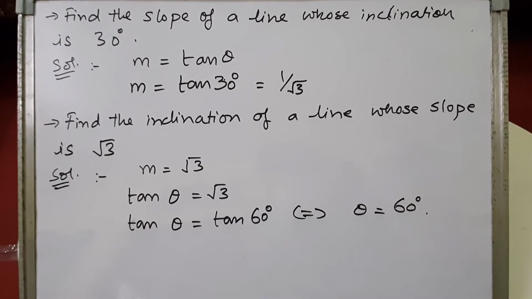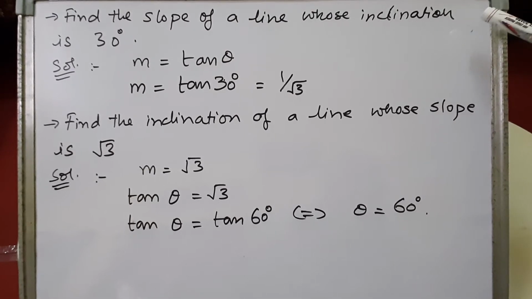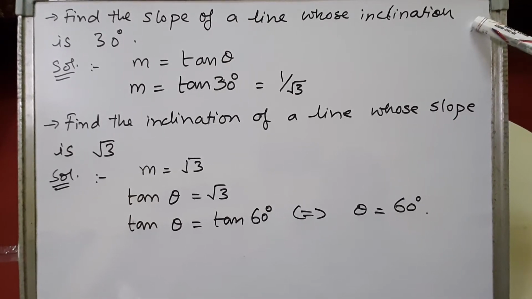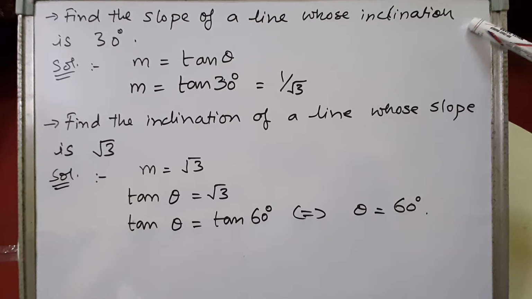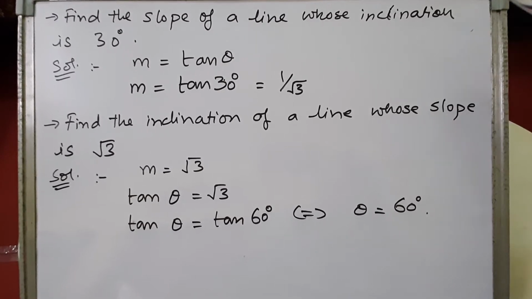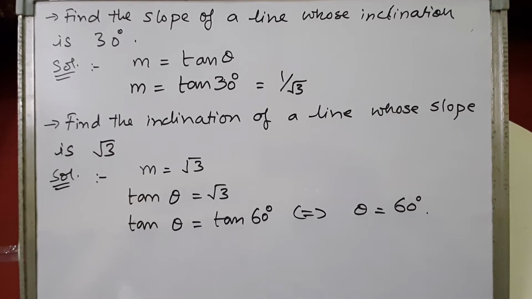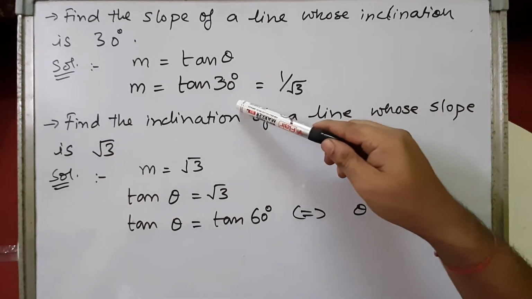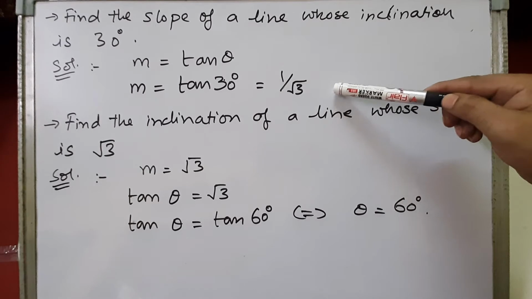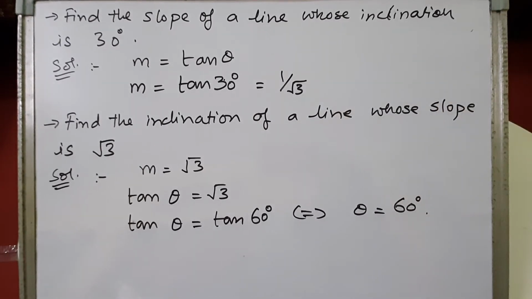Children, let's see a few sums. In this first sum, it is given to find the slope of the line whose inclination is 30 degrees. That means the value of theta is 30 degrees. We know the formula of slope is m equals tan theta. So putting theta equals 30 degrees, m is tan 30 degrees, and the value of tan 30 degrees is 1 upon root 3. So the slope of the line will be 1 upon root 3.